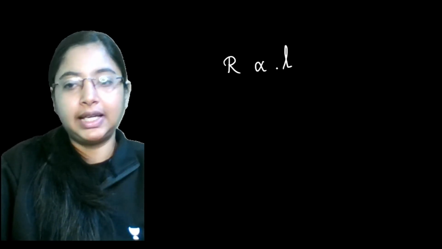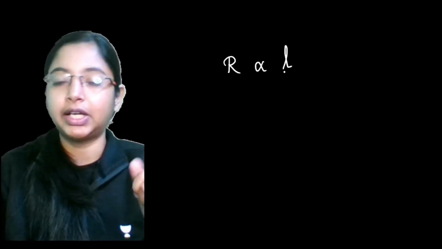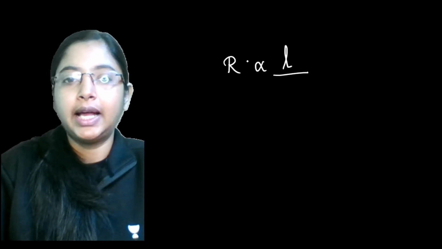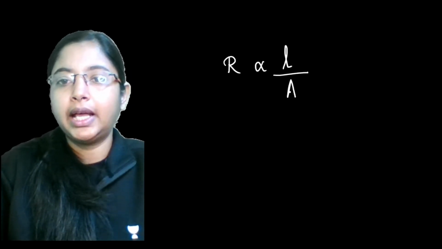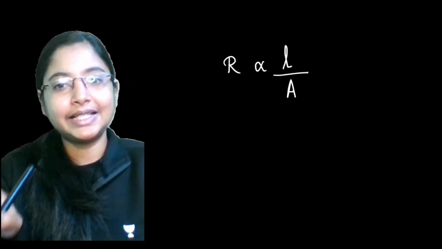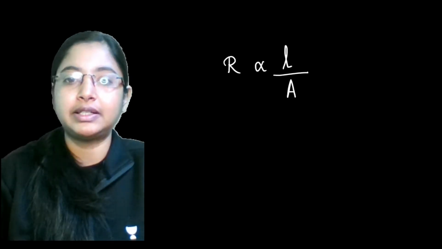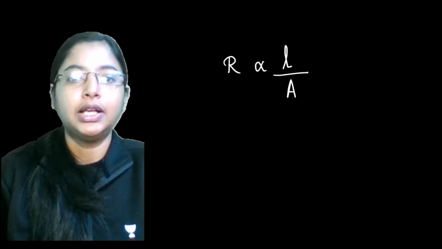Resistance is proportional to the length of the conductor. Increase the length of the conductor, resistance will go high. And resistance is inversely proportional to area of cross section. If you increase the area of cross section, resistance value will go low.